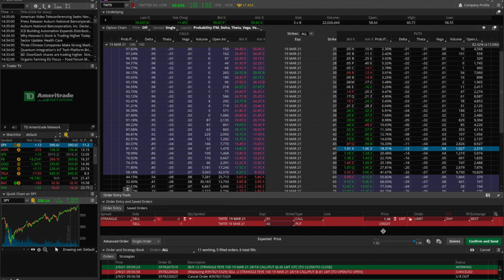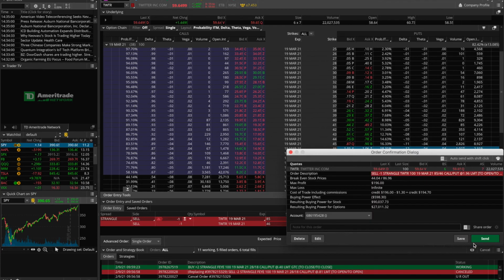And so the last thing to do here is hit confirm and send, and then I'm going to check the buying power effect for selling the strangle. This is the amount of capital I have to set aside and have locked up while I'm in this position. And you can see it's right around $600.